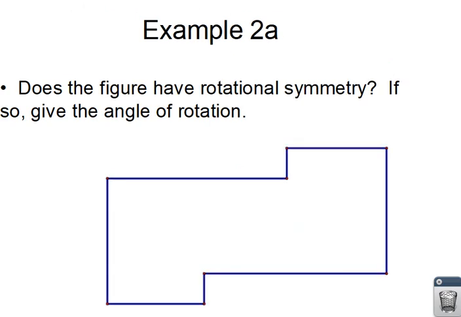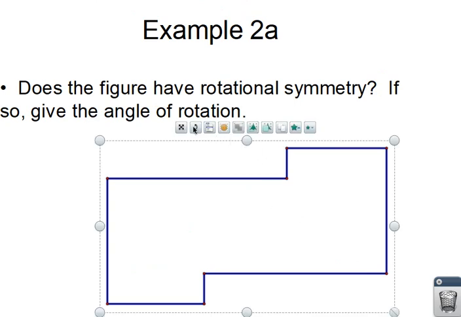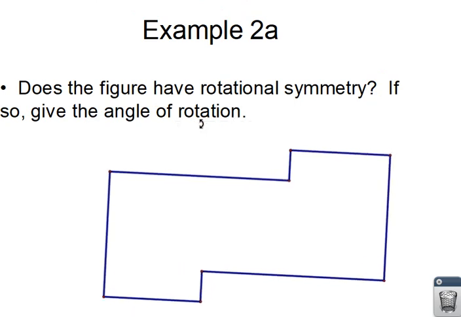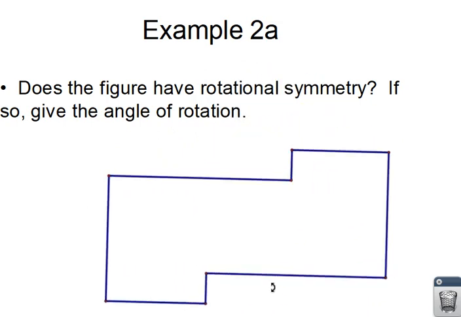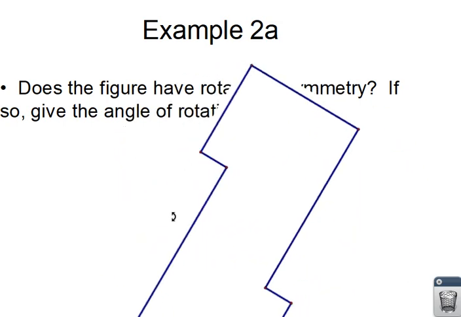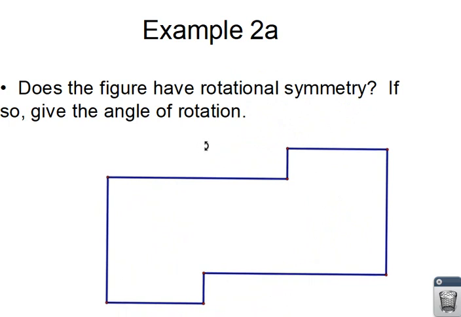All right, how about this one? Let's say we take it and we rotate it. How far does it take before we get the same shape? That would be a 180 right there, and then 360. So it does have rotational symmetry because the angle of rotation is 180 degrees, and that counts.